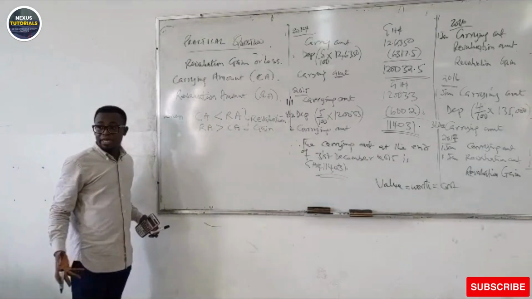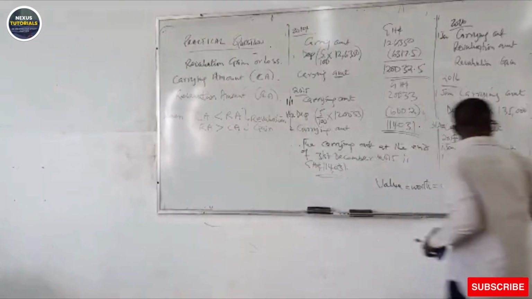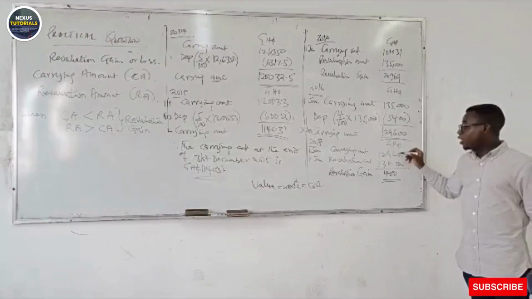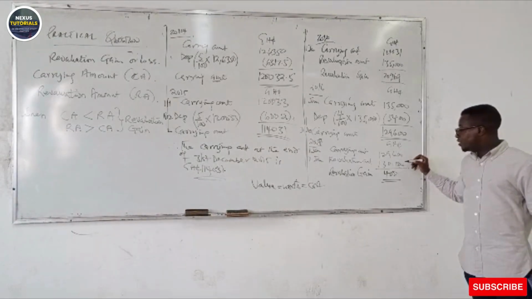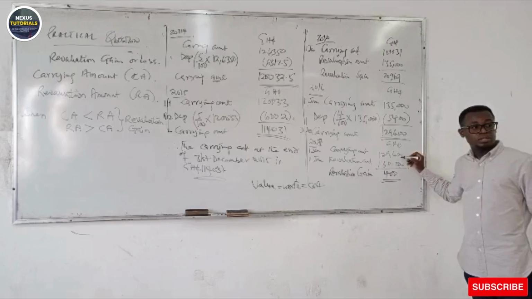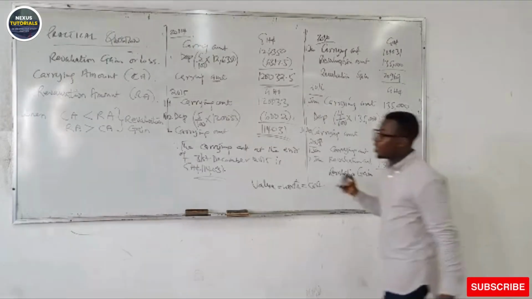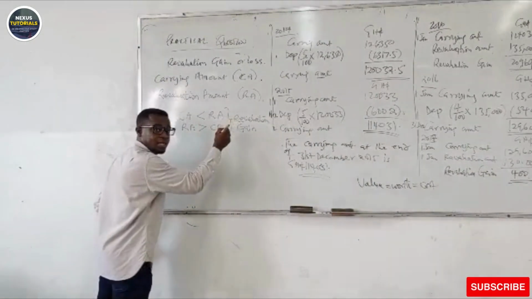So you must always compare. When the current amount is less than the revaluation amount, you get a revaluation gain. Is the revaluation amount greater than the current amount? Do you understand it? What do you have? Revaluation gain. So whenever the current amount is less than the revaluation amount, you have a revaluation gain.